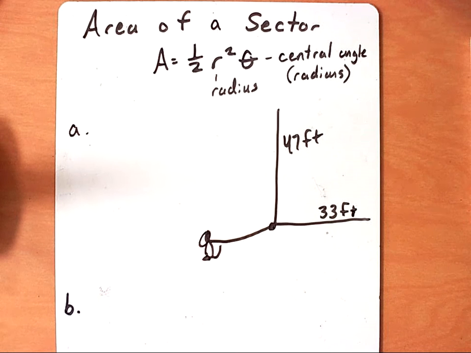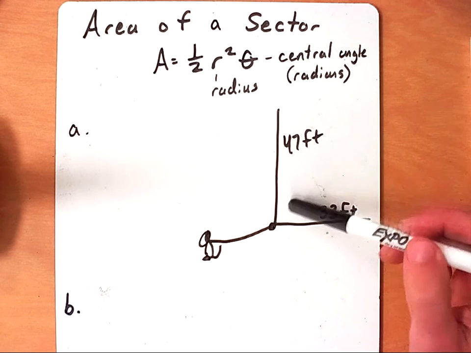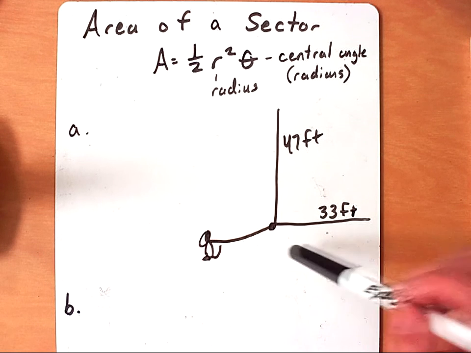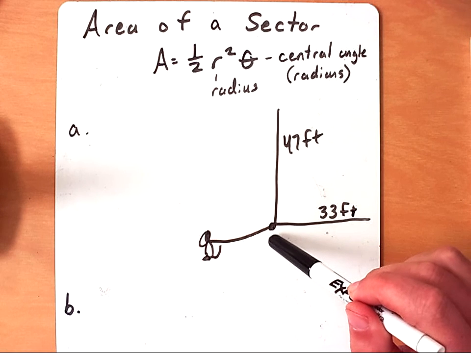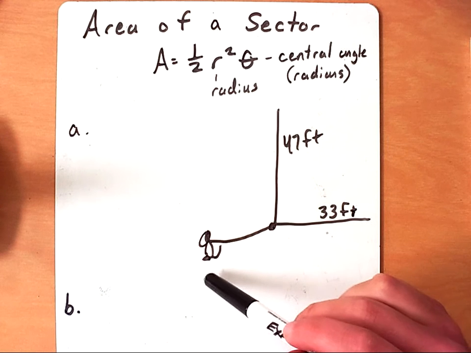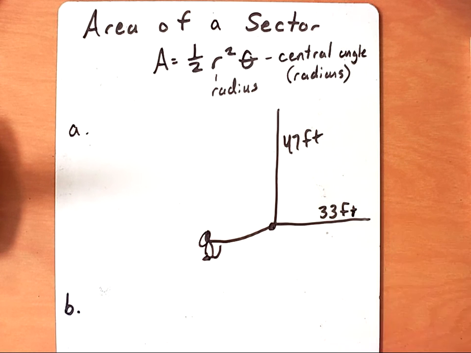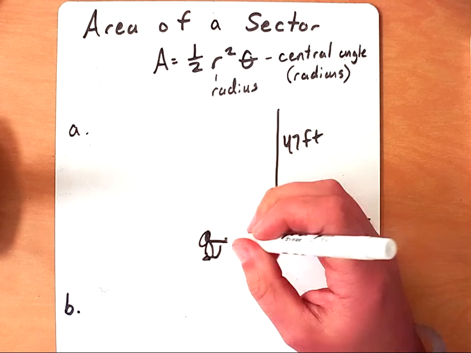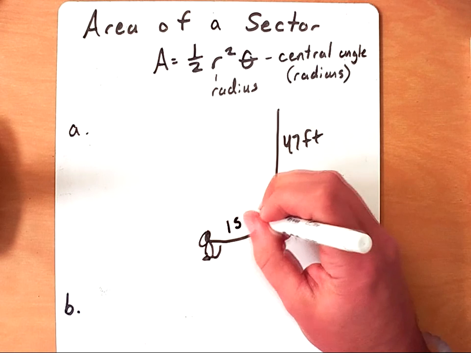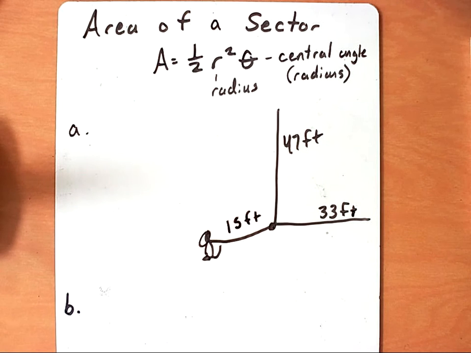So the problem states that we have a house that is 47 feet by 33 feet, which I've shown here, 47 by 33 feet. We've driven a stake in at the corner of the house and have a leash attached to our dog here. Alright, so if our leash is 15 feet long, part A wants us to figure out how much area the dog has to play in. So they want us to basically find the area of a sector.